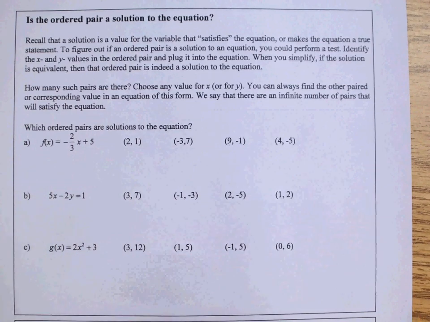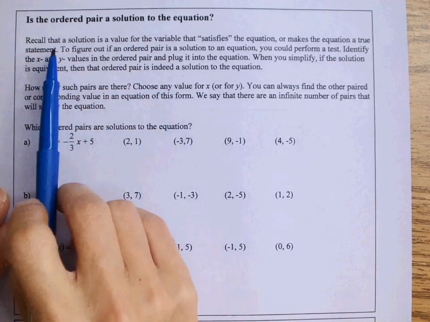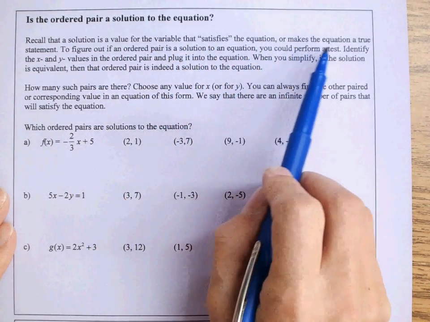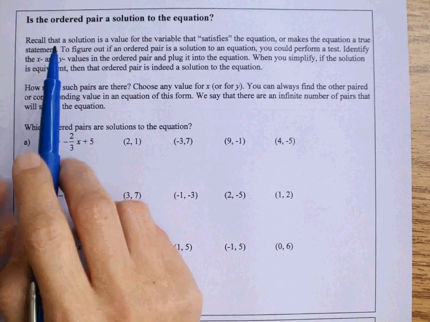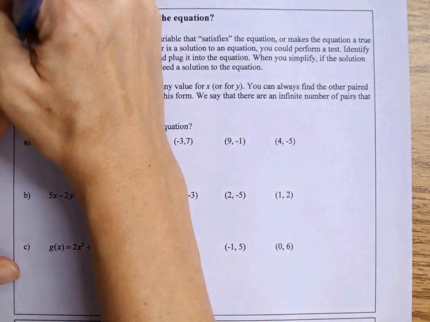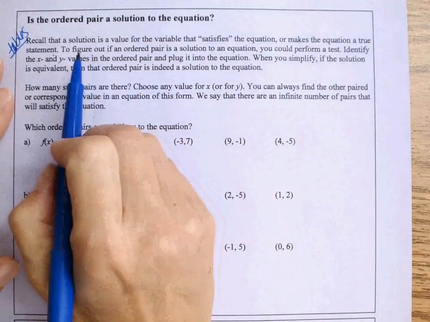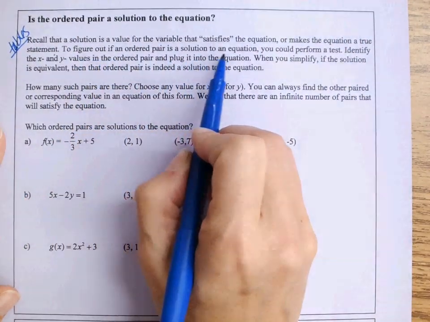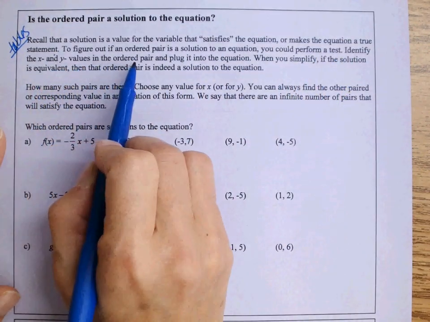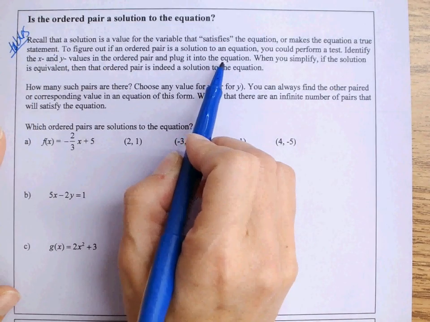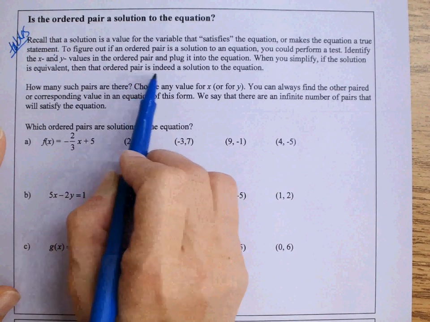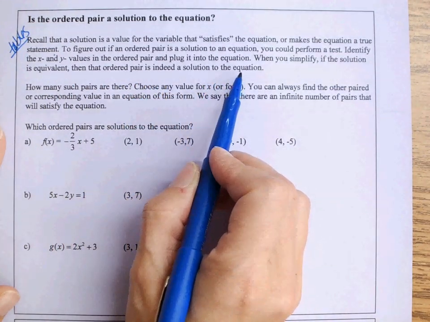Okay, so I'm going to read through this. Please just follow along. Recall that a solution is a value for the variable that satisfies the equation or makes the equation a true statement. We know this from the tables that we saw. So I'm going to just write in here from our tables. To figure out if an ordered pair is a solution to an equation, you could perform a test. Identify the x and y values in the ordered pair and plug it into the equation. When you simplify, if the solution is equivalent, then that ordered pair is indeed a solution to the equation.